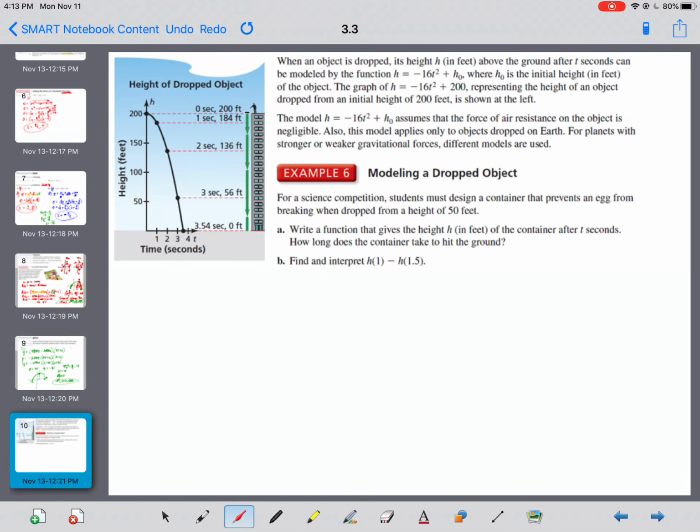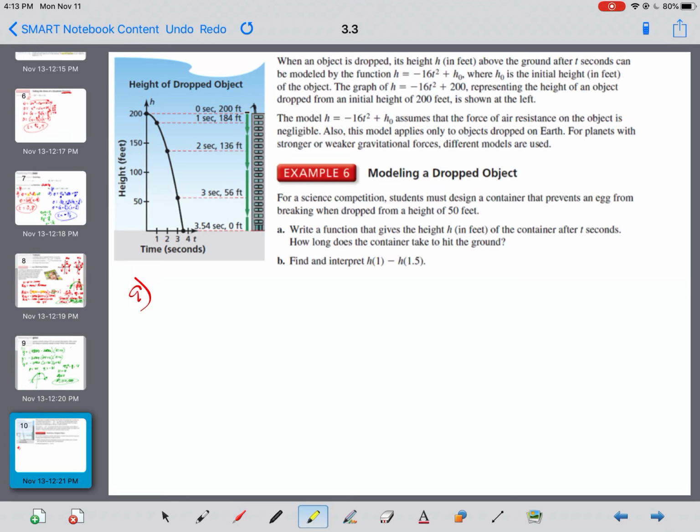Write a function that gives the height, h, in feet of the container after t seconds. How long does the container take to hit the ground? So A has two parts. You have to write a function that gives the height in feet of the container after t seconds.